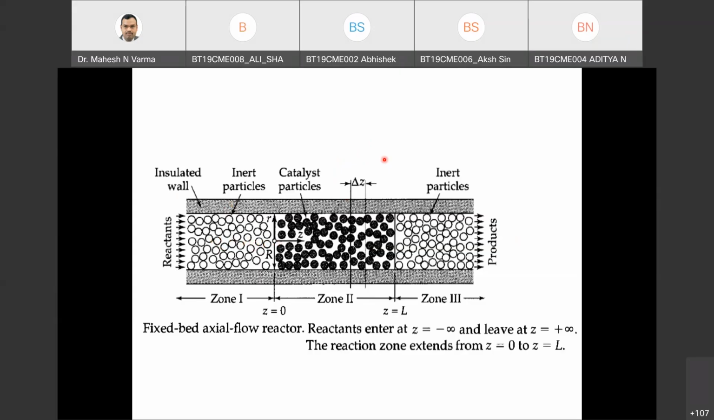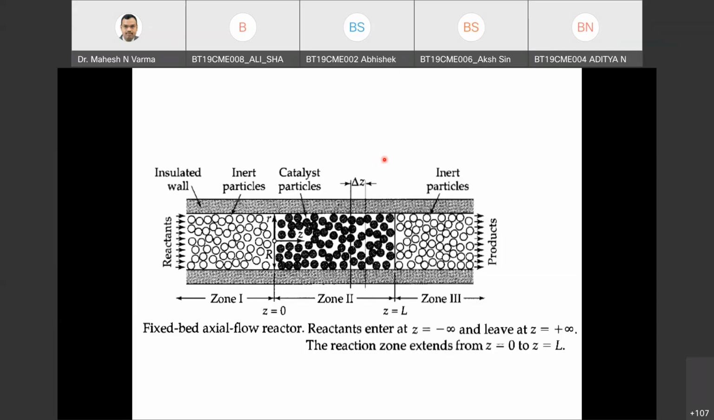So what will be the flow area available for heat transfer? Sir, the flow area will be pi R square, capital R square. And what will be the volume of a differential shell? Sir, the volume will be pi R square into delta Z.